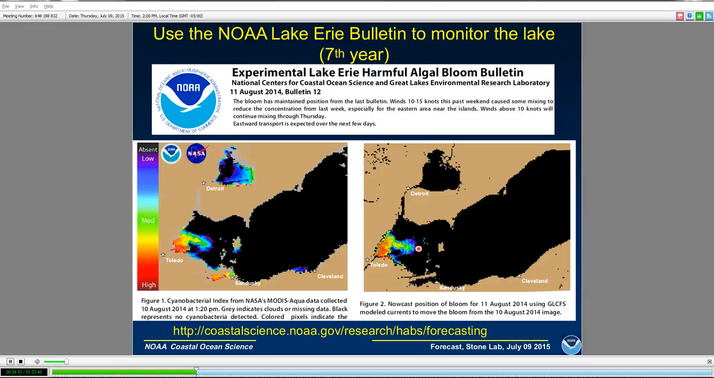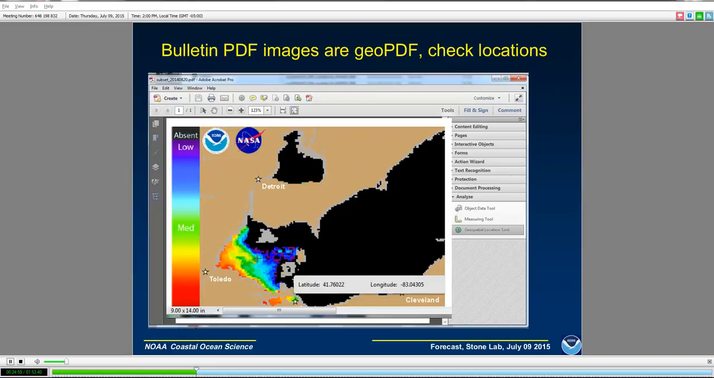The bulletin also comes as a PDF file. Many people don't realize it's a GeoPDF, and you can actually read geospatial information with this tool, pulling latitude and longitude. So if you're wondering from the point of view of boating, or you want to go out, you can pull the bulletin up and identify where the edge of the bloom is in the images present on the bulletin. So there is a way to get additional information about where it is now and where it's likely to be over the next several days.